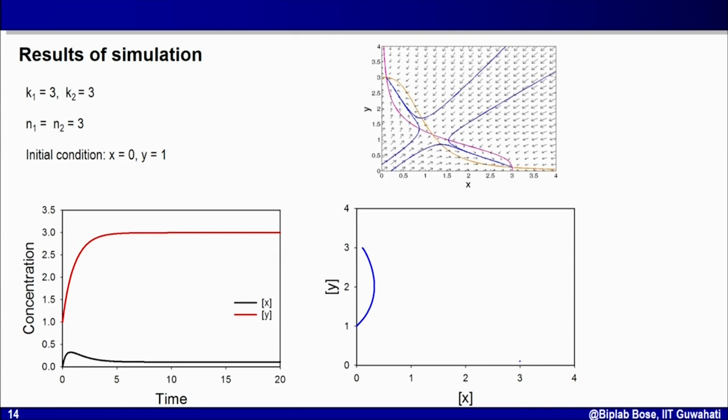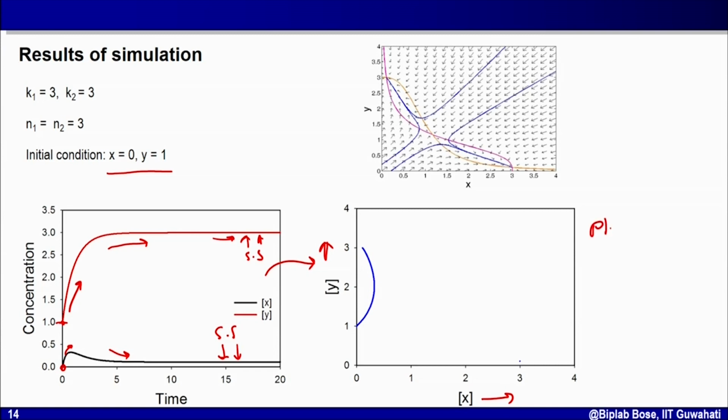Let us do the same numerical simulation, same code, but I change the initial condition. Now y is more. At t equal to 0, y is 1, x equal to 0. If I do the simulation in JSIM, y, the red line, starts at 1 at t equal to 0, then it rises and saturates at a higher steady state value, that is 3. X starts at 0, rises slightly, then falls back and reaches the steady state, which is close to 0. Again I can plot the same data in x and y axis.